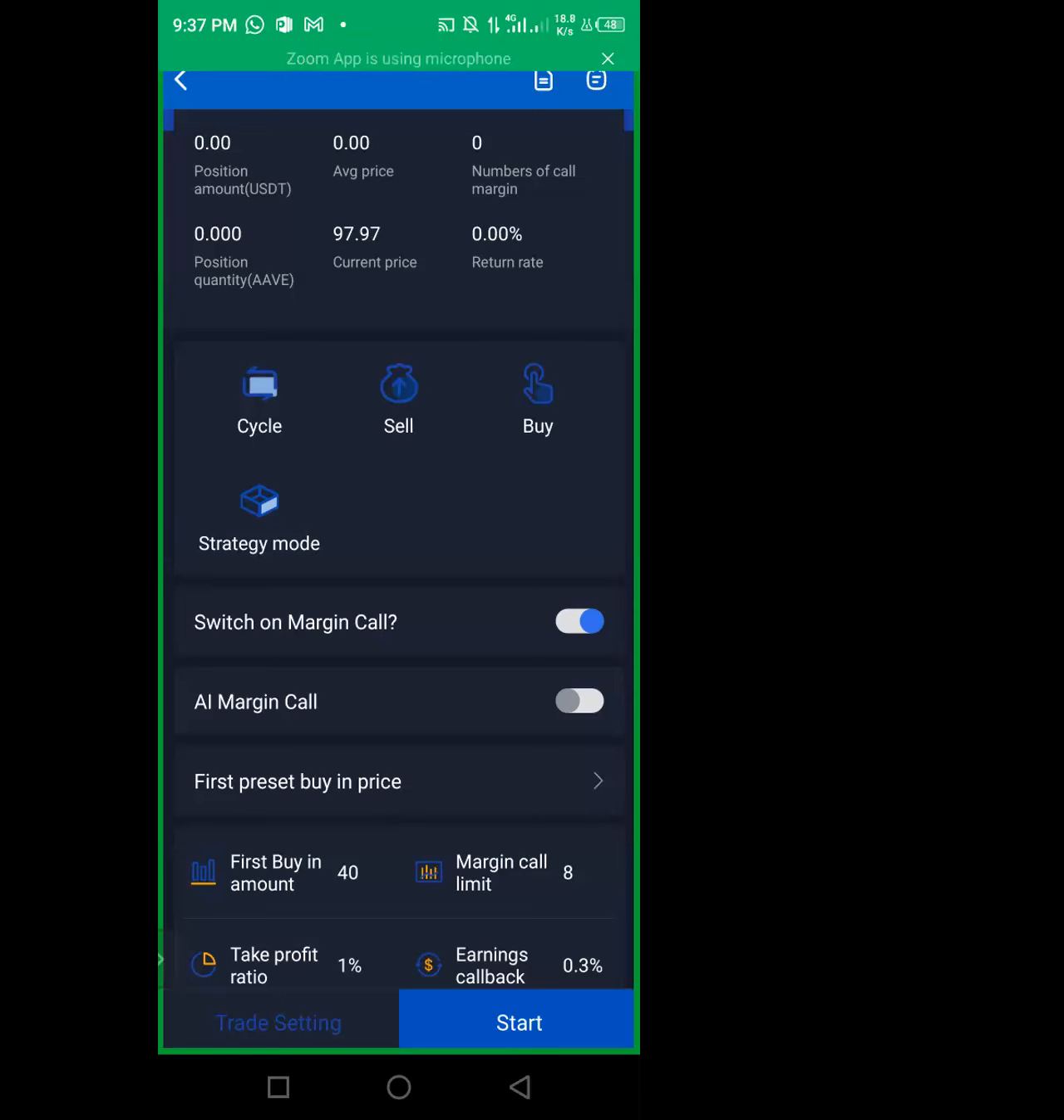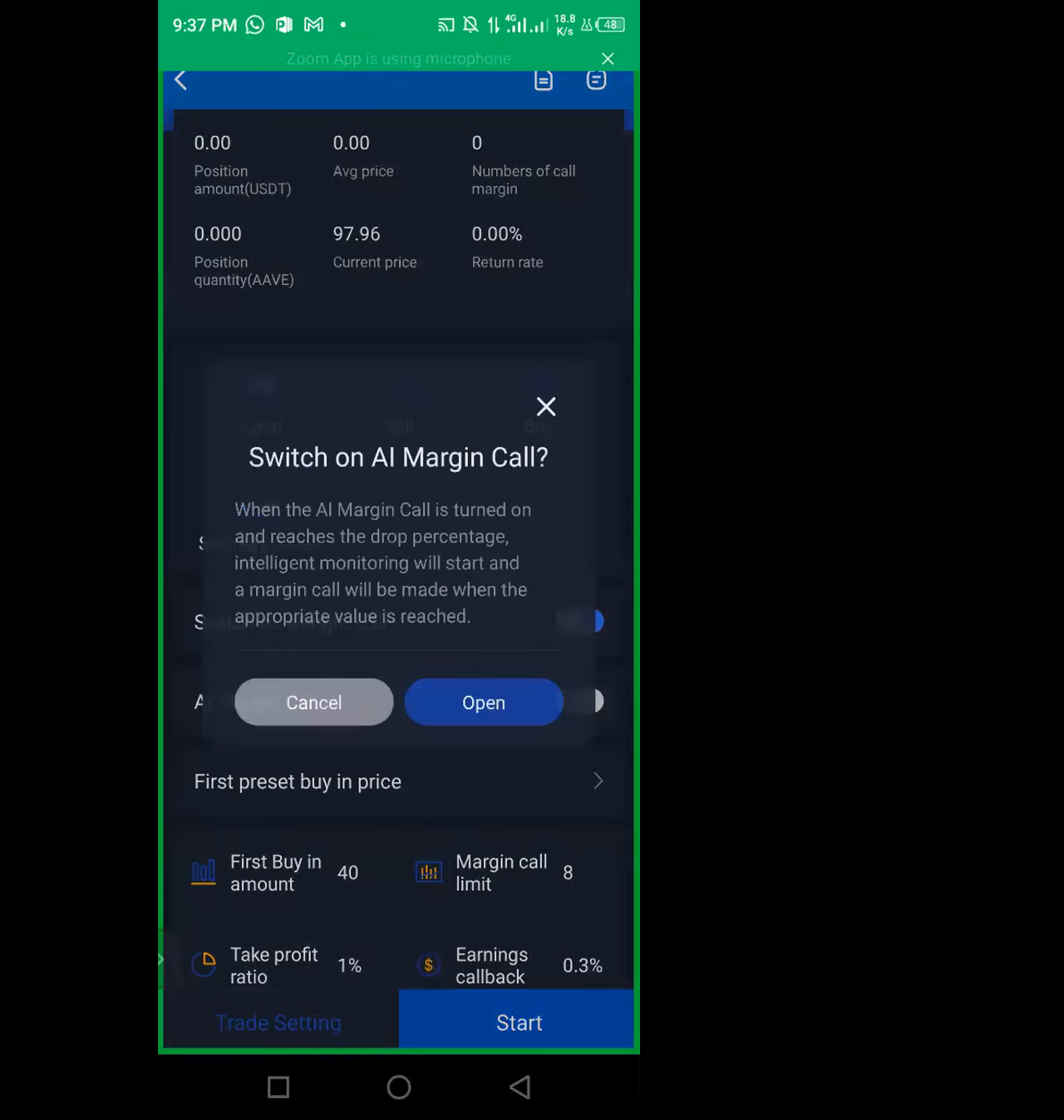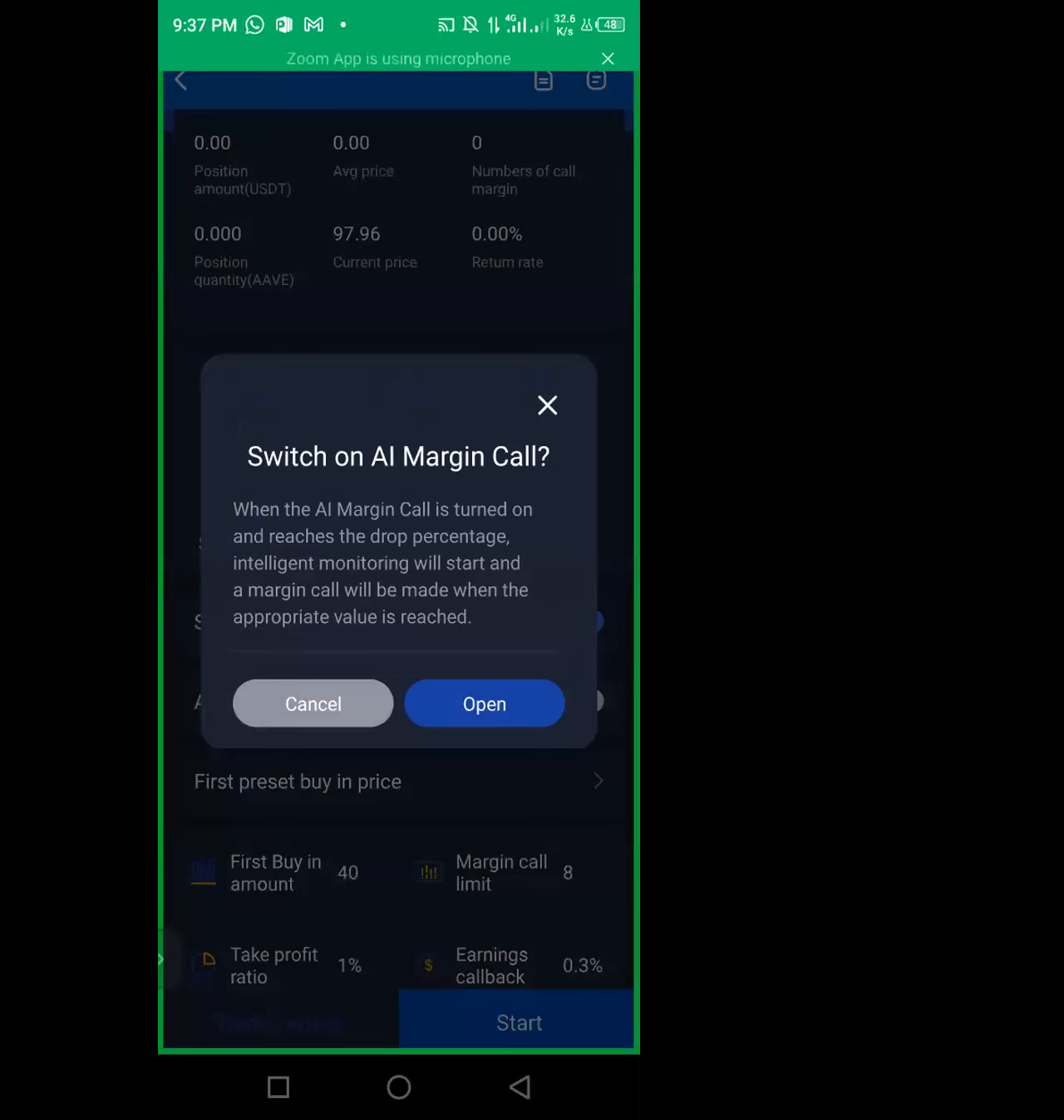So what will you do? You have to turn on the AI. So when you switch on AI margin call, what is Royalq telling us? It's telling us that when the AI margin call is turned on and reaches the drop percentage, intelligent monitoring will start, and a margin call will be made when the appropriate value is reached.